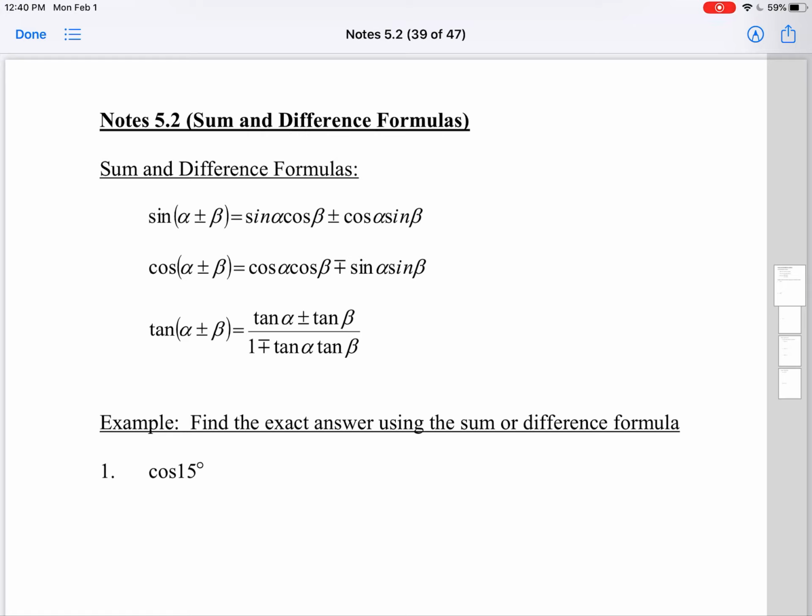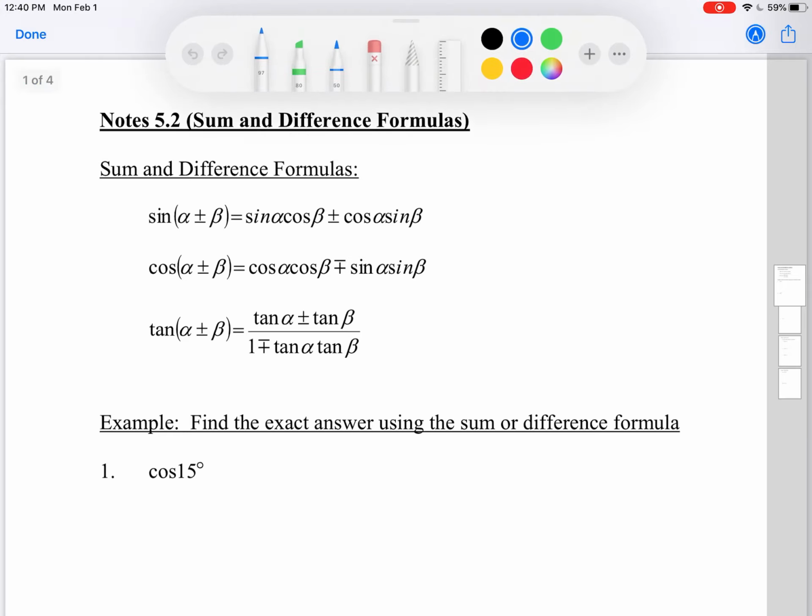Hi everyone. Today we're going to teach notes 5.2, which has to do with sum and difference formulas. Before we get started, I do just want to reiterate some things that we might already remember. When we see the word sum, we want to think addition. And when we see the word difference, we want to think subtraction.